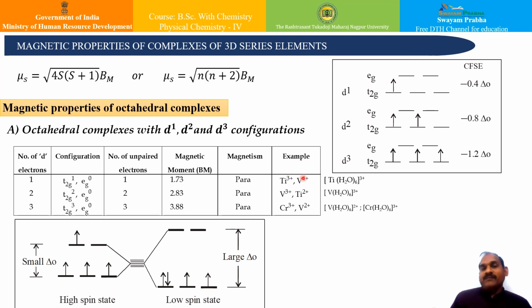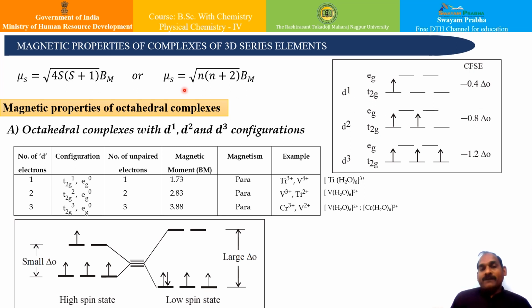Now in case of 3d series elements, the orbital contribution to the magnetic moment is negligible, and the magnetic moment is given by the simple spin only formula. Okay, so this is what we have seen, spin only contribution. However, the complexes having unpaired electrons are paramagnetic, while those with the electrons in paired form are diamagnetic.